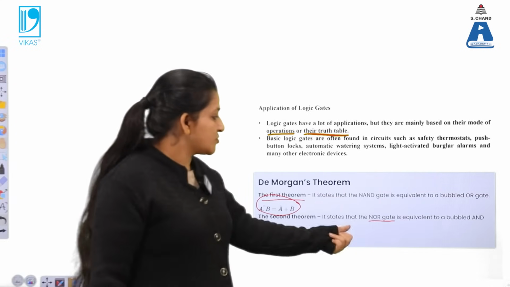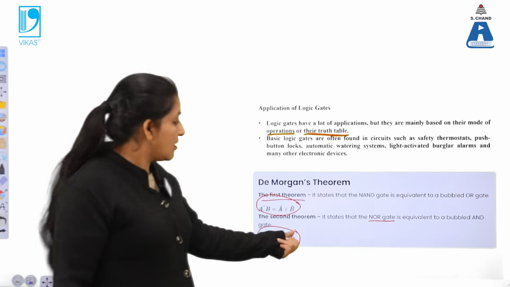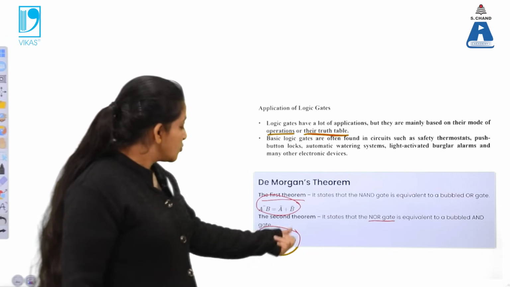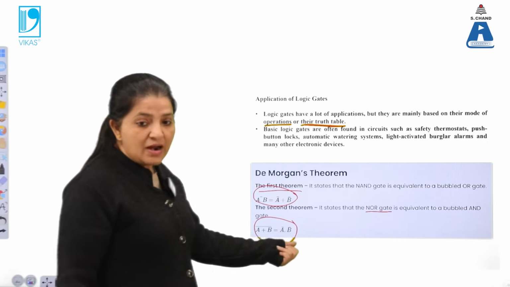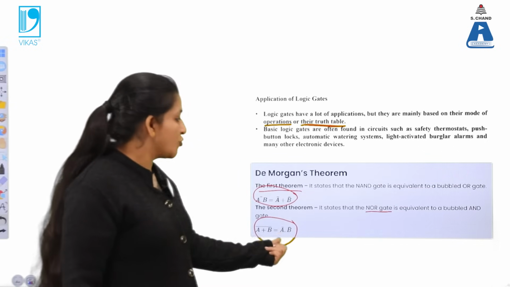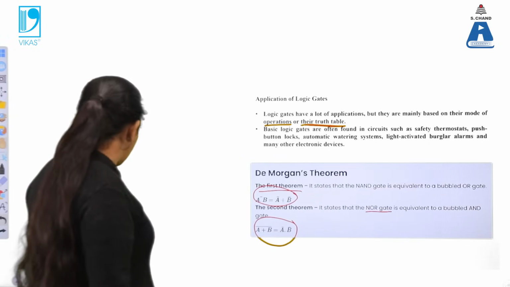While in the second theorem, this NOR gate is equal to a bubbled AND gate. This is the output of the bubbled AND gate. So in the AND gate, this is the inverse of A, that means the NOT of A, and the NOT of B, and this is the output for the AND gate. So this is known as De Morgan's theorem.